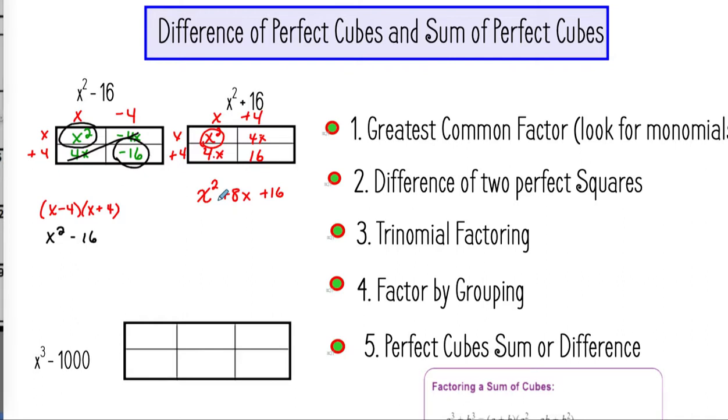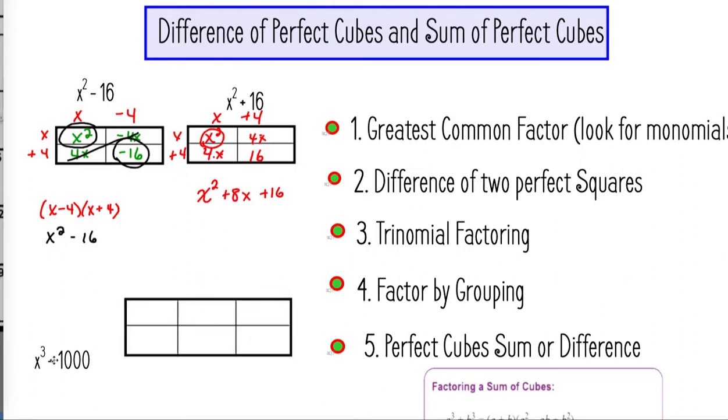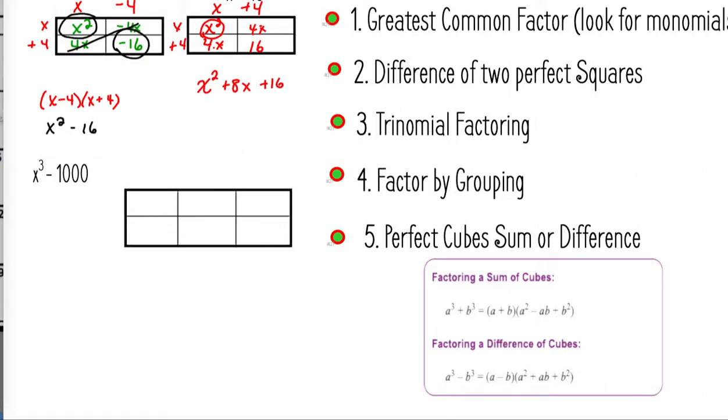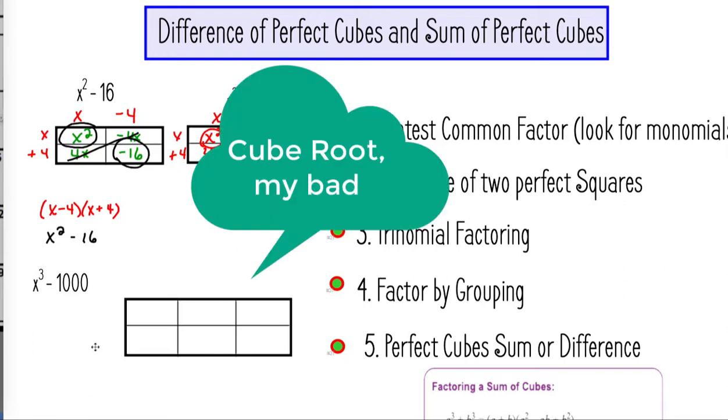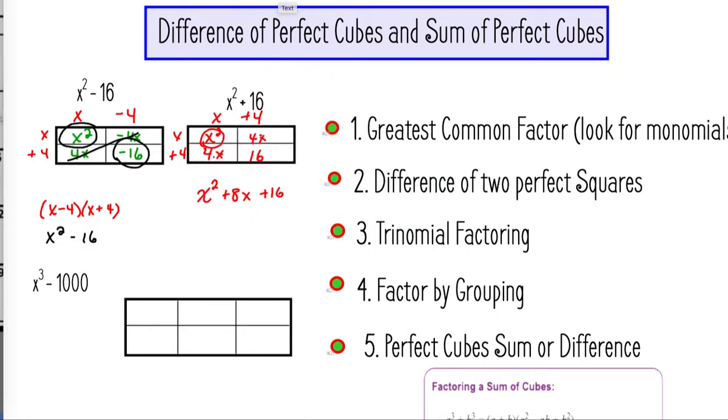But you can factor a sum of perfect cubes or a difference of perfect cubes. All right, so if you notice, my box is set up a little different. I'm going to prove to you why this little shortcut that I'm going to teach you how to memorize works. So as we started up here with a difference of 2 perfect squares, we started off by taking the square root of each term. Well, I'm going to do the same thing with my perfect cubes. I'm going to take the cube root of each term.